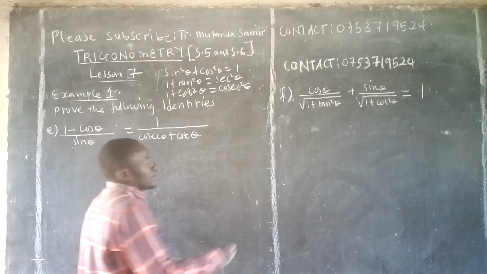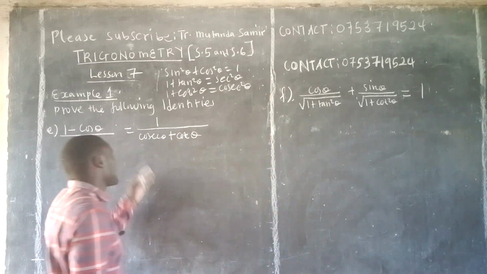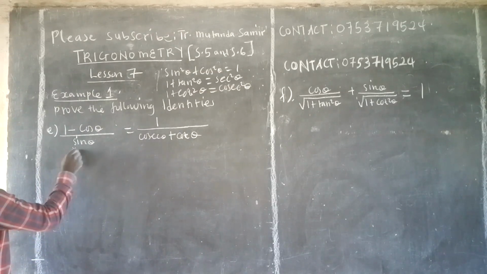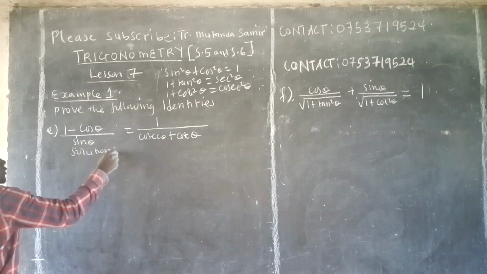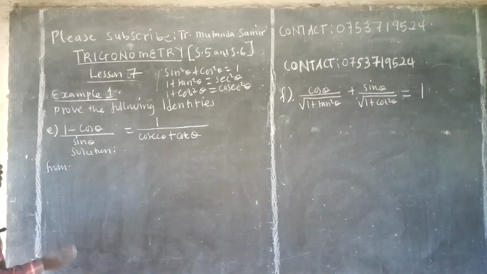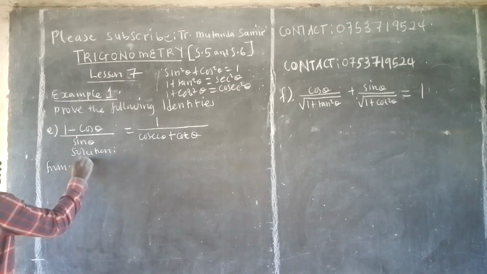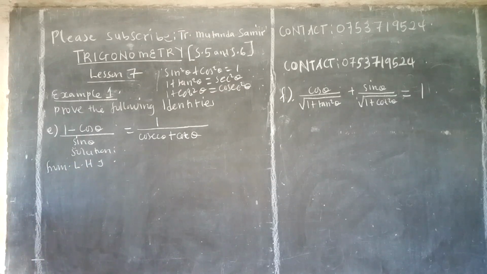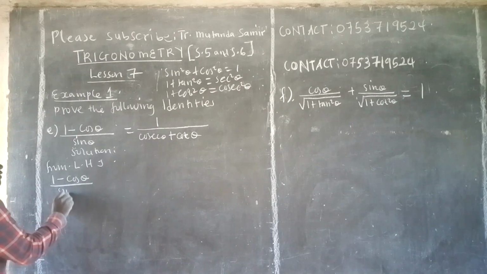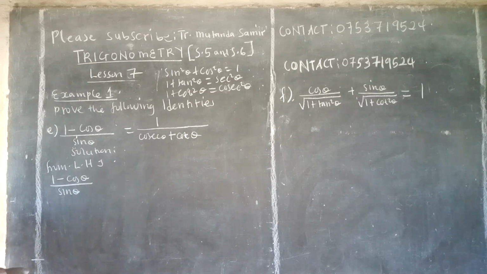Okay. Now we have part E, which is 1 minus cos over sine equals to that. So still I will say in my solution, from, now where should I begin from? Should I begin from right, left? Okay, from left-hand side. All right, so starting from left-hand side, we have (1 minus cos theta) over sine theta.